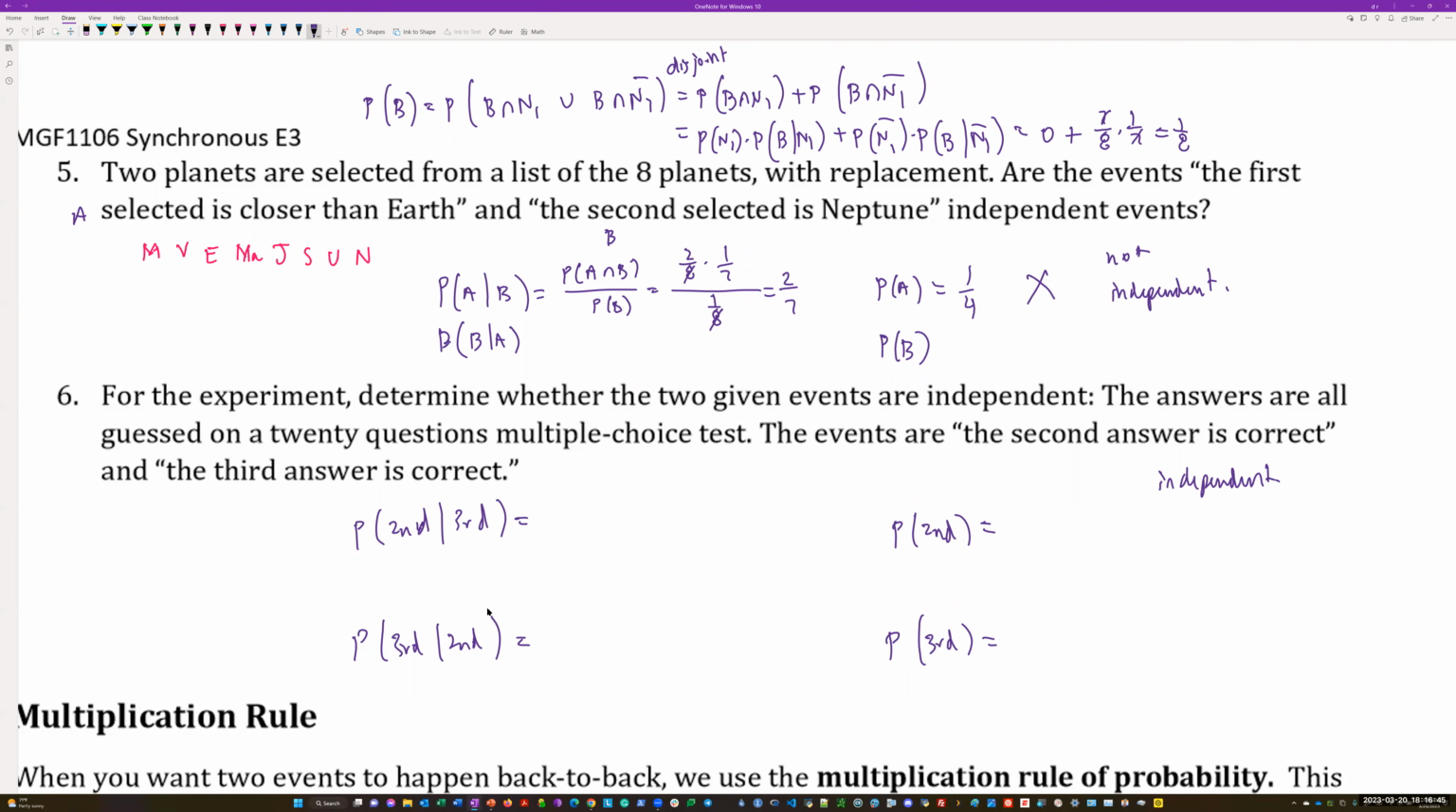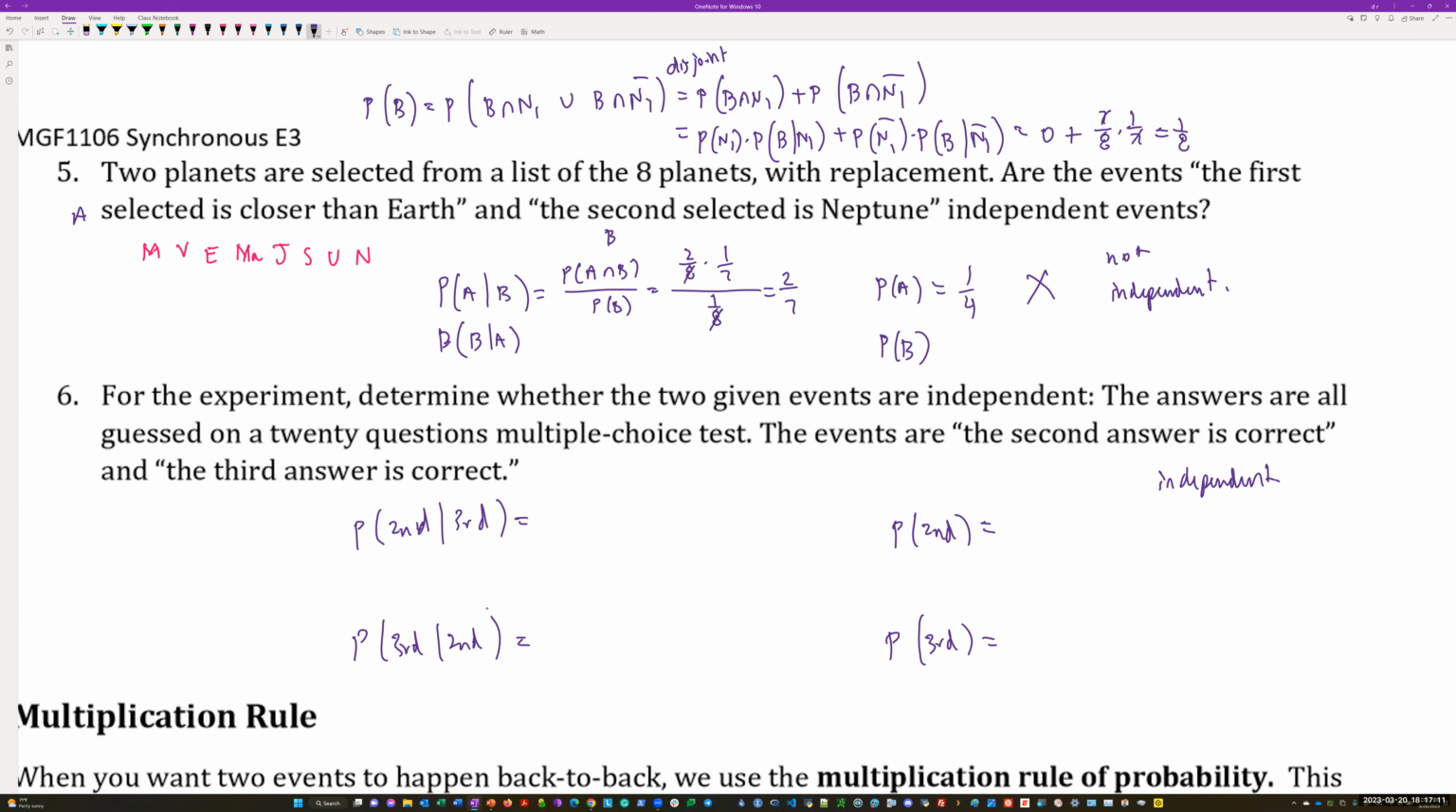Why? Because I'm guessing on all of them. It's not like if I get the third one right, then I know what I'm doing. Does that make sense? If you got the third one right, does that change whether you get the second one right? You just guessed.